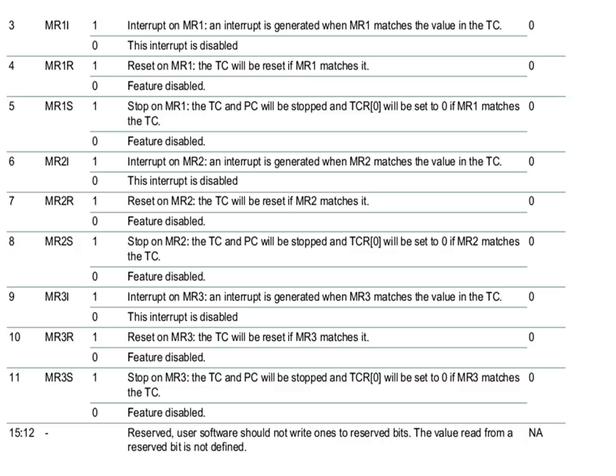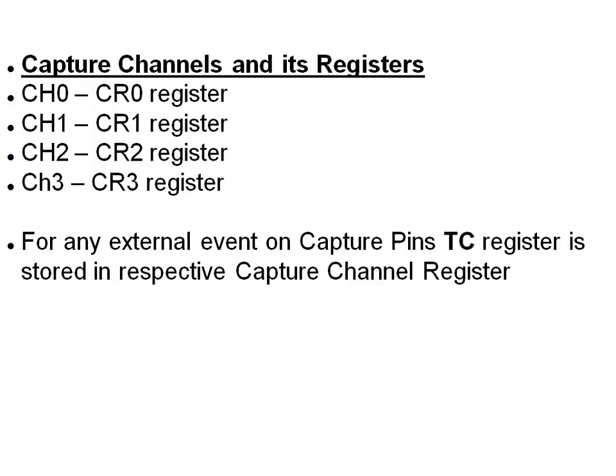Now let us see one more feature, that is capture channels. Here again it is provided with 4 channels: channel 0, channel 1, channel 2, and channel 3, and every channel has its own register, that is CR0, which is nothing but the capture register. Capture registers 0, 1, 2, and 3. All these 4 registers are 32-bit registers. Now what do you mean by capture? Capture is nothing but storing something.